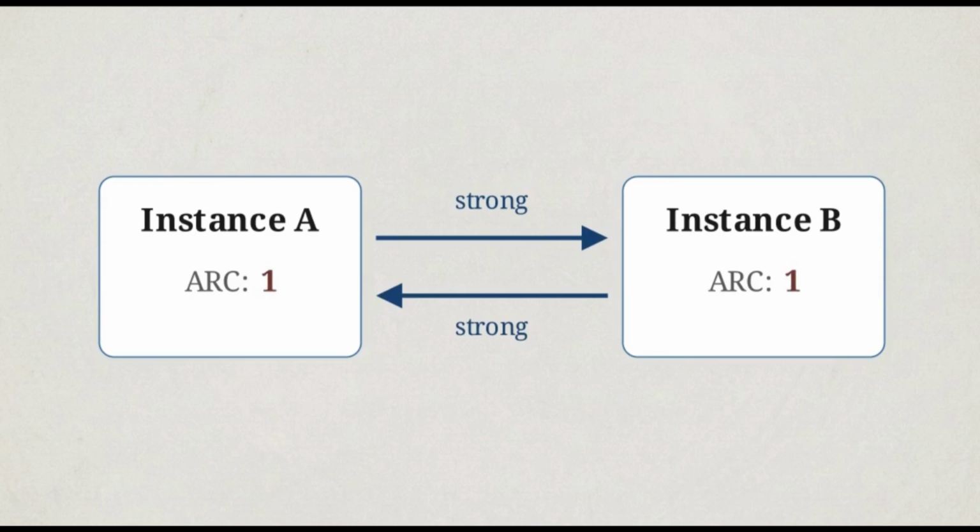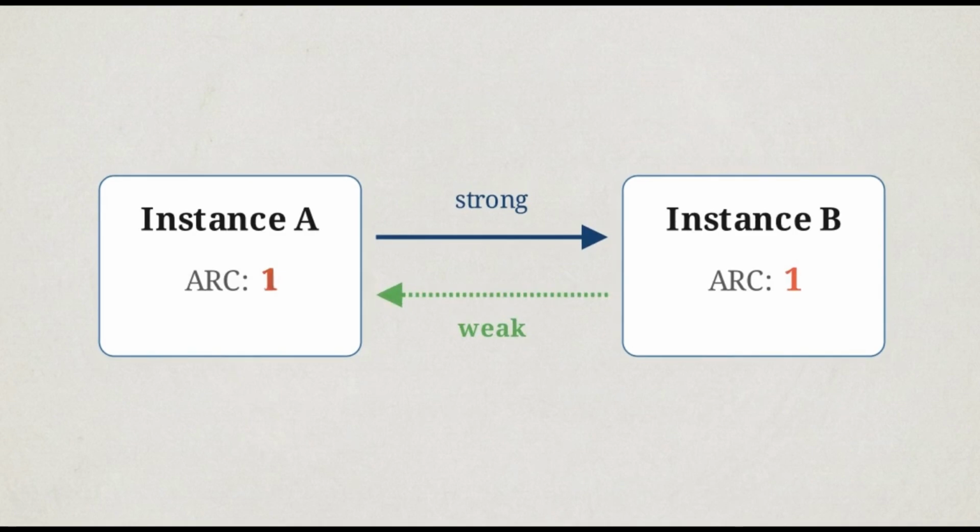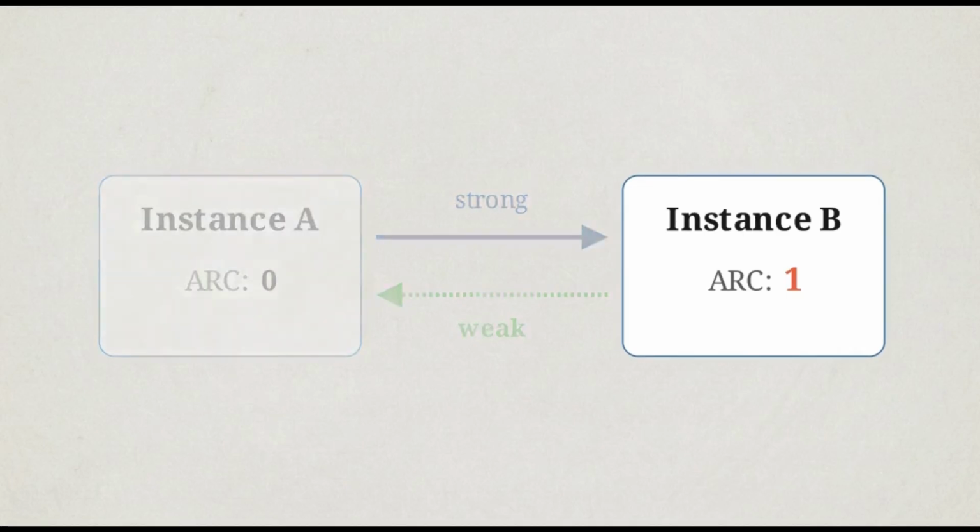We resolve the circular reference by replacing one of the strong connections with either a weak or unowned reference. This tells the compiler not to increase the retain count, allowing both objects to be safely wiped from memory when they are no longer needed.